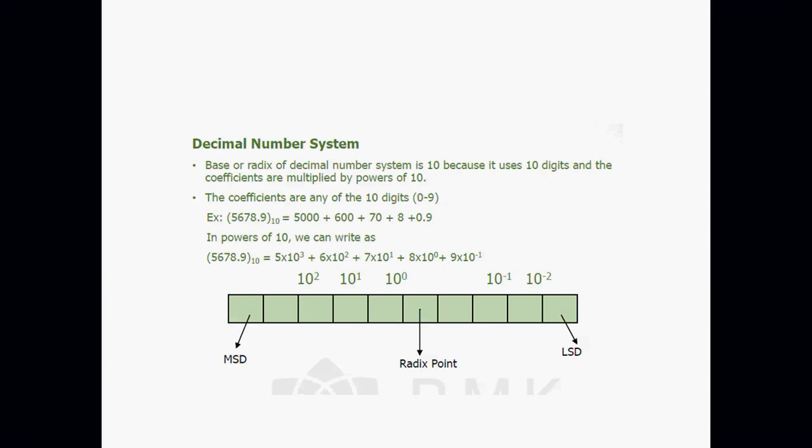So in this case, 9 into 10 to the power of minus 1 indicates the fractional part. After the radix point, we say it is a fractional part. That's why it is represented in this way. After the radix point, we say 10 to the power of minus 1, minus 2, and keep on going. Before the radix point, we say 10 to the power of 0, 10 to the power of 1, 10 to the power of 2, and so on. So the LSB represents the negative side and the MSB represents the positive side. This is the general representation of the decimal number system.